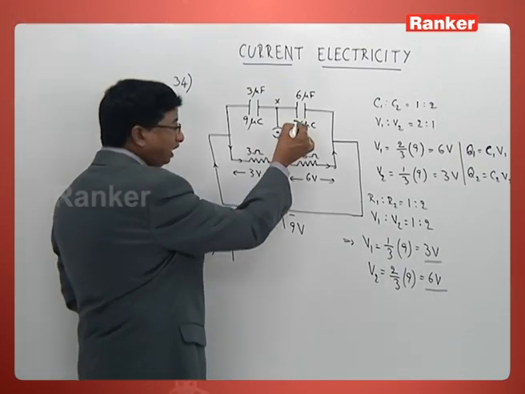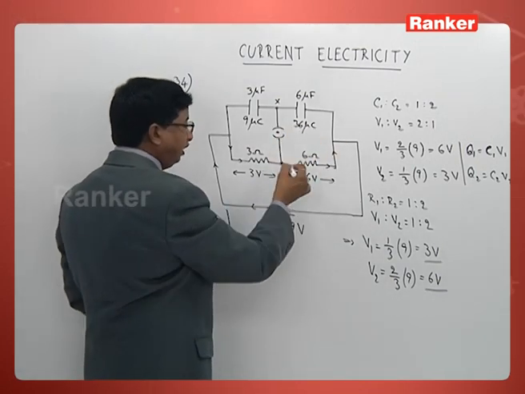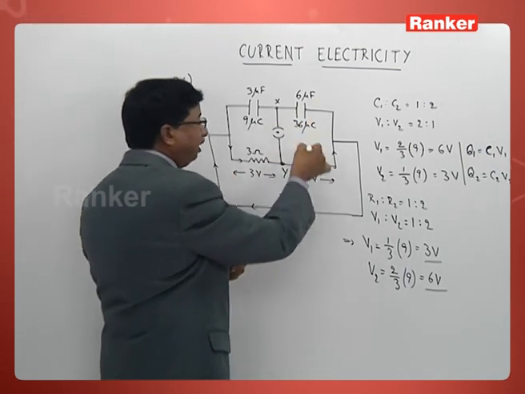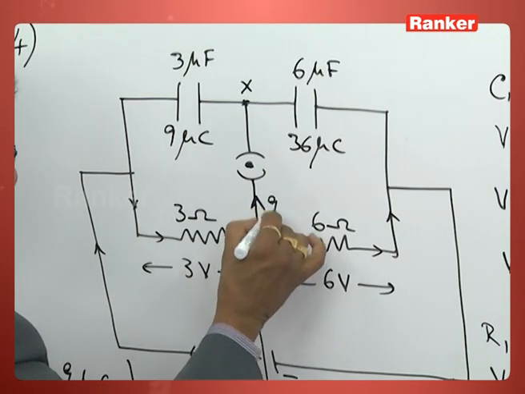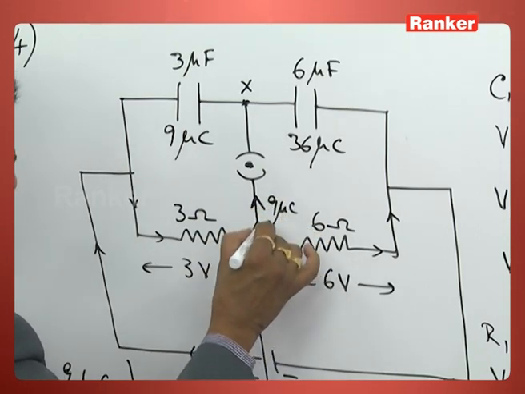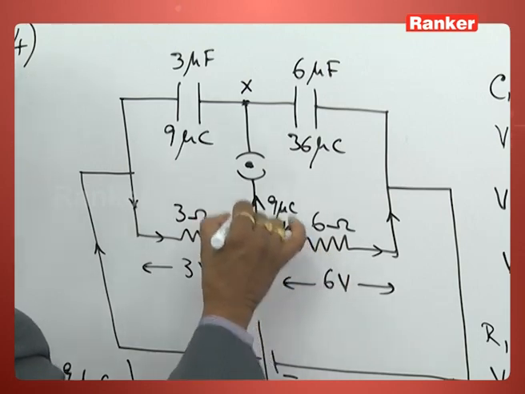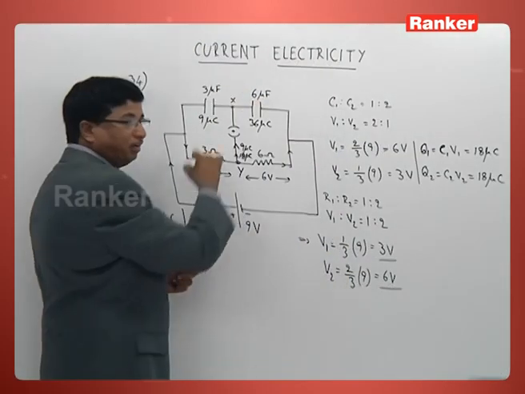And this is now 36. That means earlier it was 18. So 18 once again is added to that. So what is it you are going to get? The charge of 9 microcoulomb over here and 18 microcoulomb over here, that is now entering onto the second.